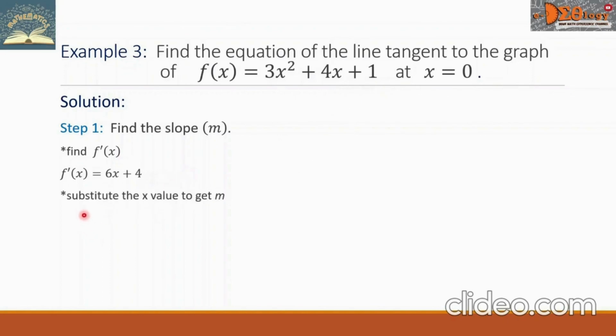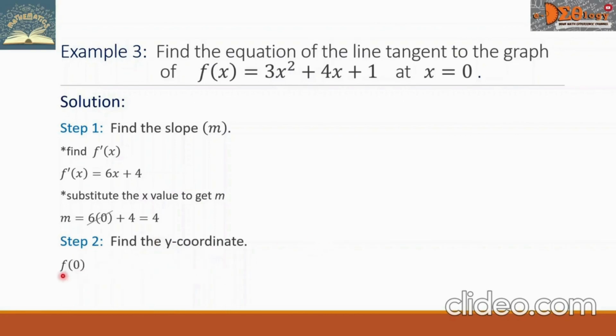Next, we're going to substitute the x value to get m. So m equals 6x becomes 6 times 0 plus 4. Remember that 0 here comes from the given value. Now we simplify further. 6 times 0 is 0, or simply we say that we cancel this. So m equals 4. For the step 2, let us first find the y coordinate.